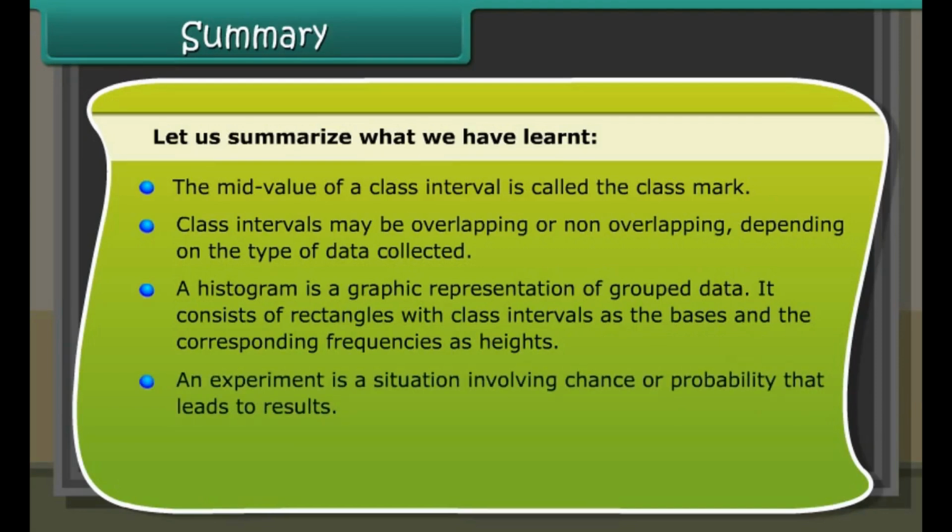An experiment is a situation involving chance or probability that leads to results. An outcome is the result of a single trial of an experiment.